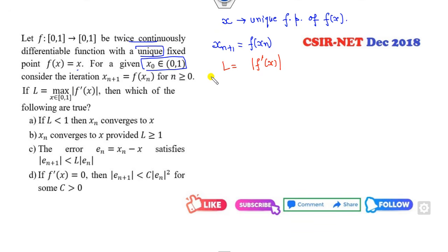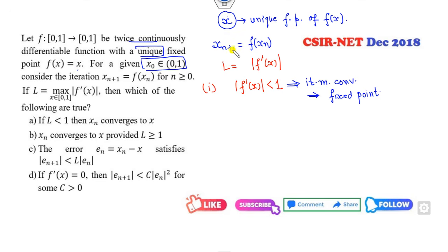I think you easily understand. It's very simple. Look at the first option. If L is 1, that means f dash is 1. So what does it mean? If f dash is 1, it means the equation method is convergent, and if it is convergent, then it converges to the fixed point. What is the fixed point given to you?